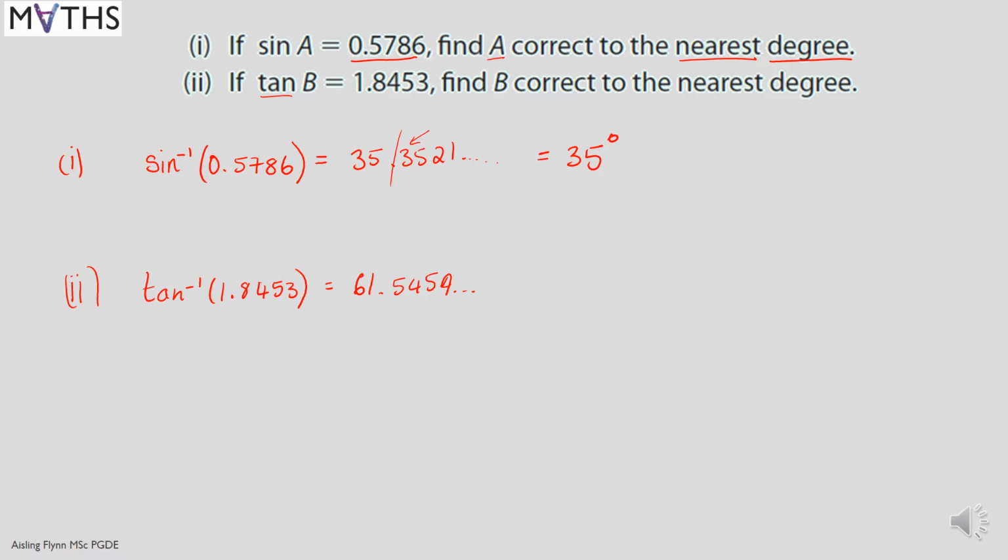Again we were asked to give our answer to the nearest degree, so we'll be stopping after 61. If you look to the next digit, it is 5, meaning we're more than halfway to the next whole number. We're closer to 62 than we are to 61, so I'll write that angle B equals 62 degrees. That was angle A above. So that's your inverse functions. Practice those, check you're getting the same answers, and always check that your calculator is set to work in degrees.